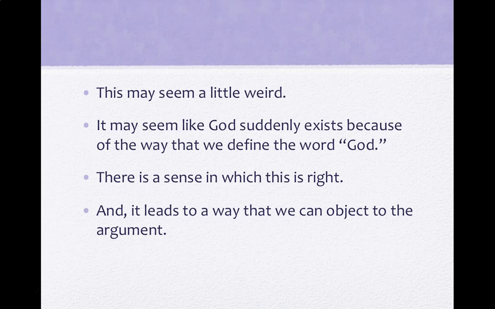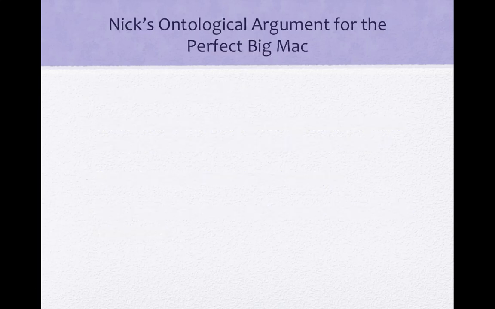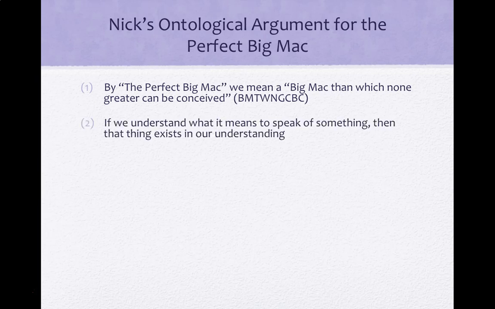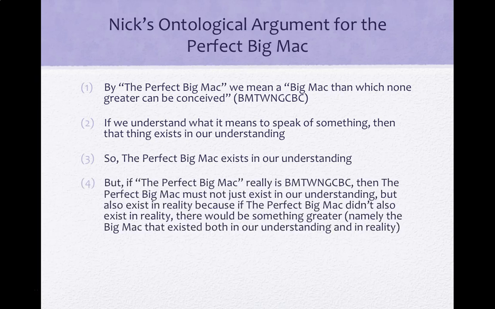All right. Let's look at an argument I like to call Nick's ontological argument for the perfect Big Mac. By the perfect Big Mac, we mean a Big Mac than which none greater can be conceived, which I've shortened there to BMTWNGCBC. Premise 2, if we understand what it means to speak of something, then that thing exists in our understanding. Okay. So, the perfect Big Mac exists in our understanding.